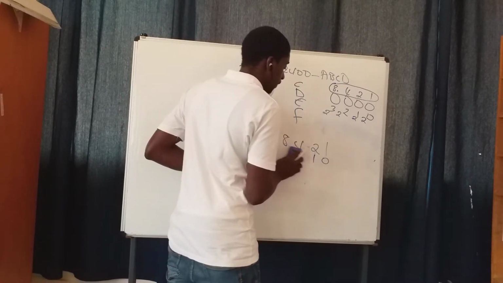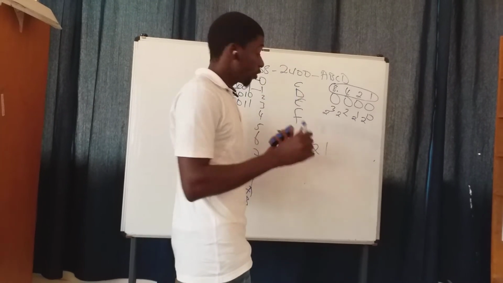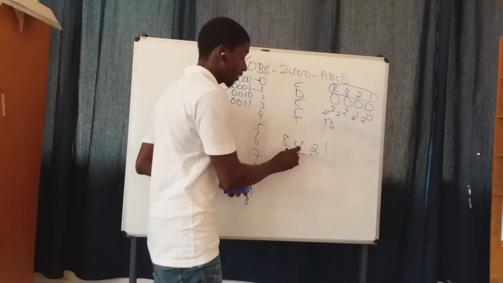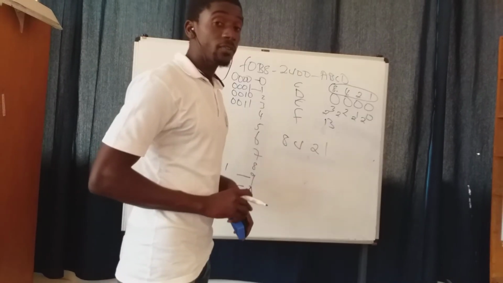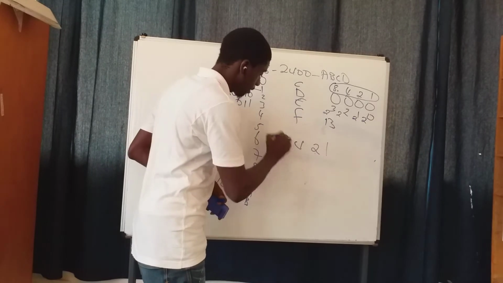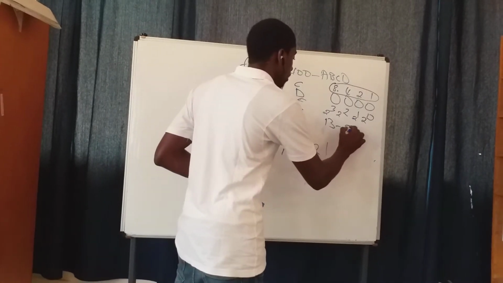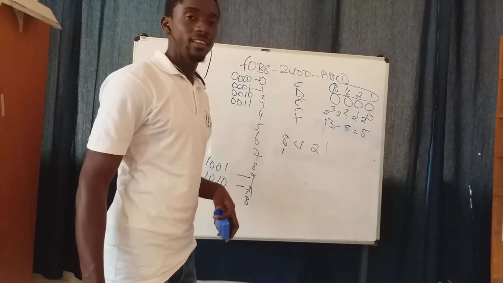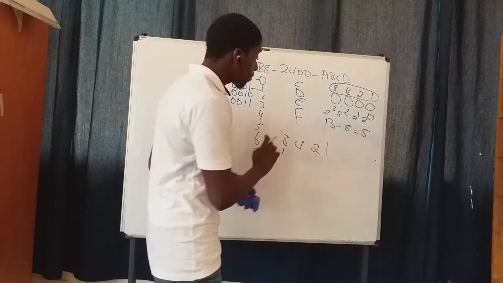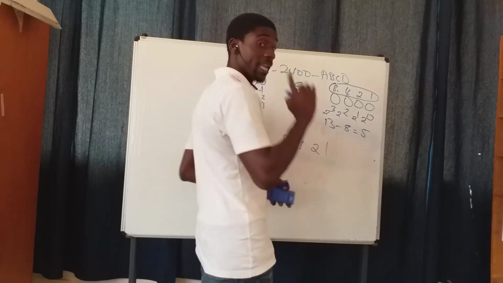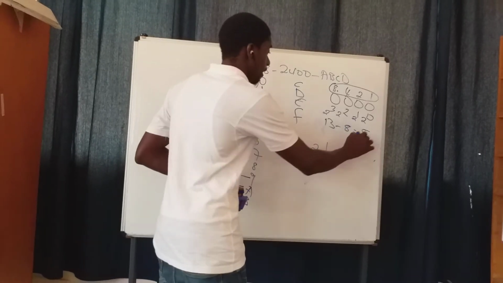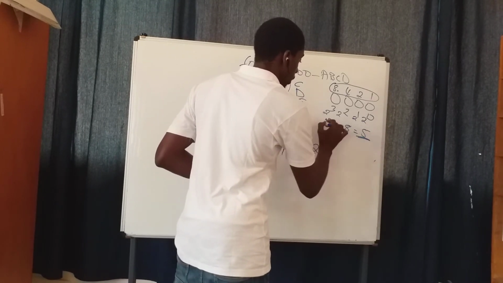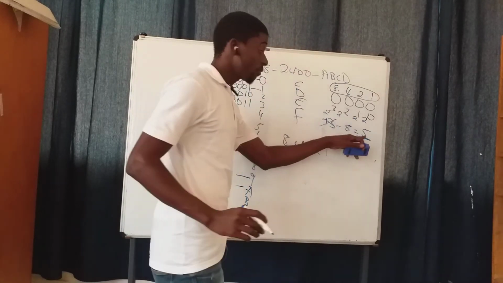D is 13. Okay, D's representation is 13, so we'll say 13. Now we're looking for 13. Can 8 be subtracted from 13? Yes. If I subtract 8 from 13, I am left with 5. So I'm left with 5. Now 5 is my value, not the 13. The 13 is out. Now I'm looking for 5.